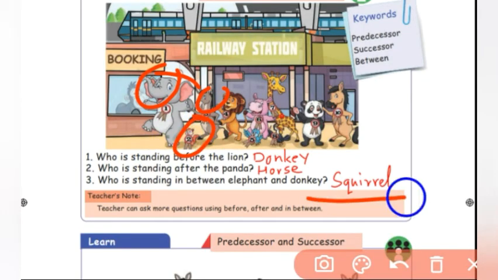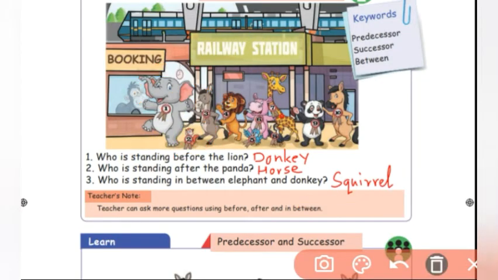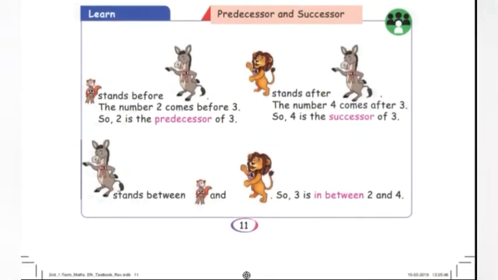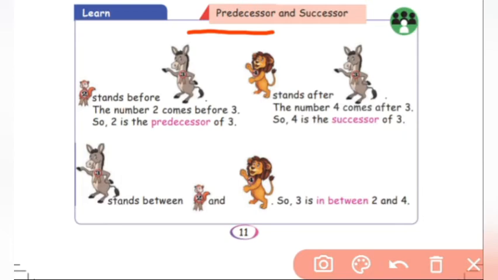See, it's a squirrel. You can write here squirrel. Predecessor and successor. See, squirrel stands before donkey. See, squirrel 2, donkey 3. The number 2 comes before 3.